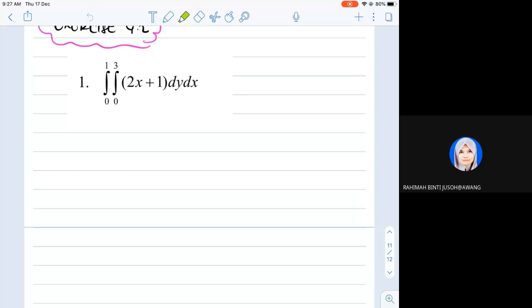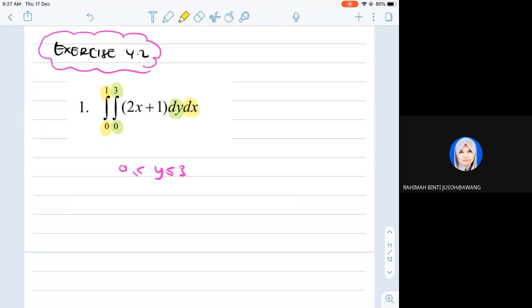Okay, first of all, you have to understand this. The inner integration is with respect to y. So the limit of y should be the inner part, 0 until 3. Okay, so y is from 0 until 3. And then the outer integration is dx. Therefore, the limit for x is from 0 to 1. So guys, basically, when we want to sketch the region, we look at the limits. This is to sketch the region R. Right now x is from 0 until 1.